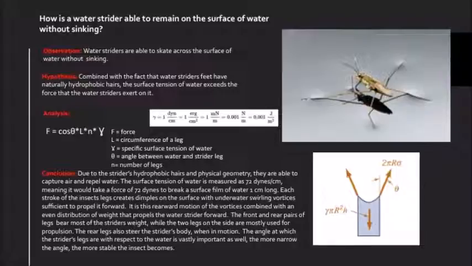The angle between a strider's leg and the water surface is crucial to floating. For example, a narrow angle creates a stable tension system for the bug. In conclusion, the water strider can walk on water due to the anatomy of its legs and the fundamental concepts of surface tension.